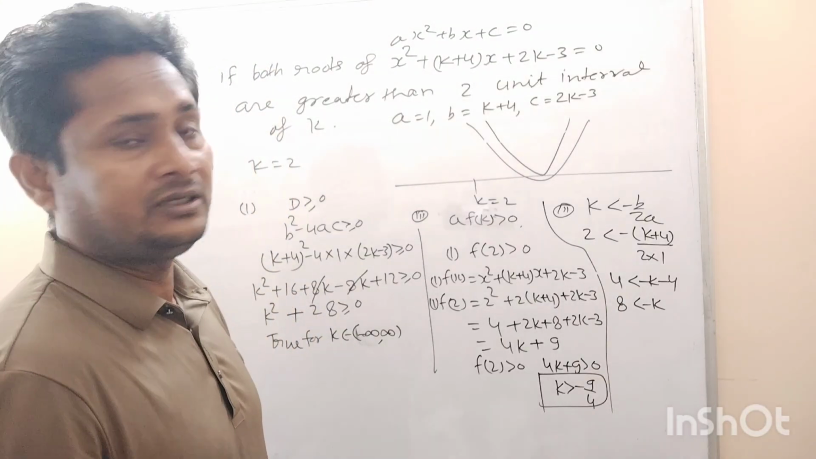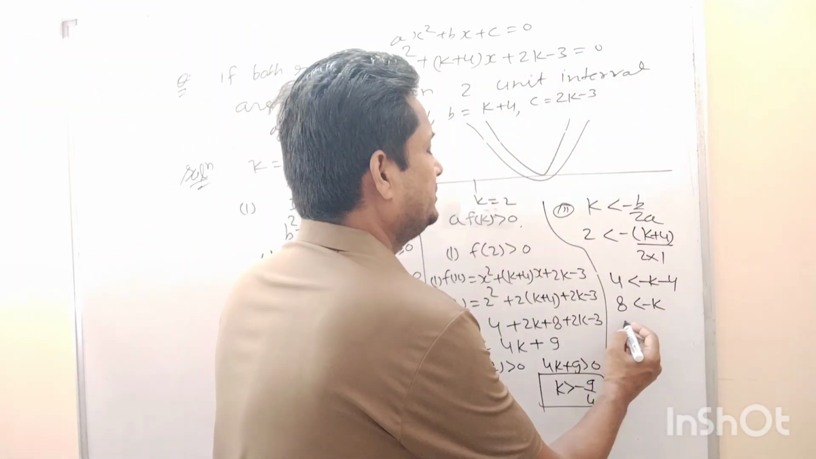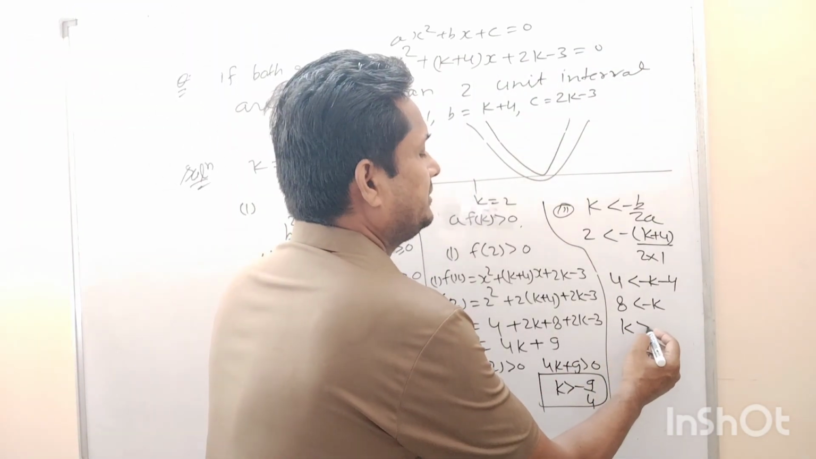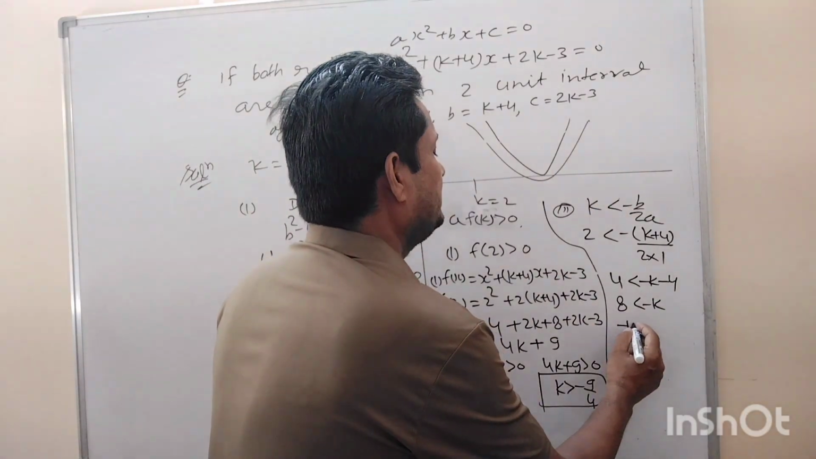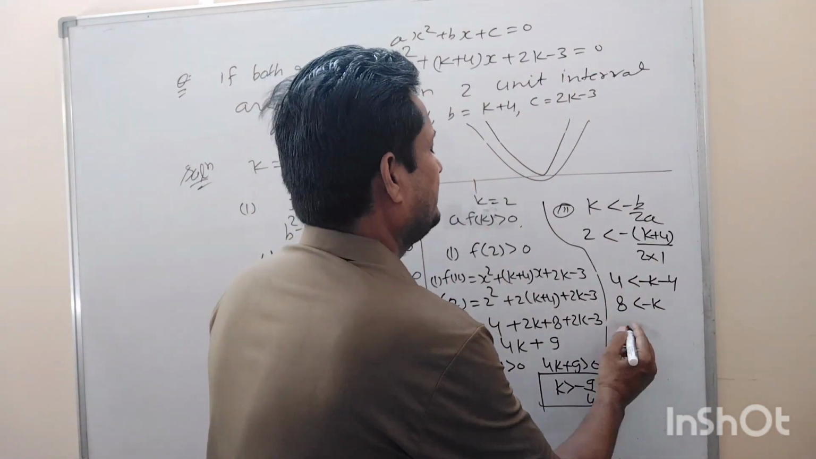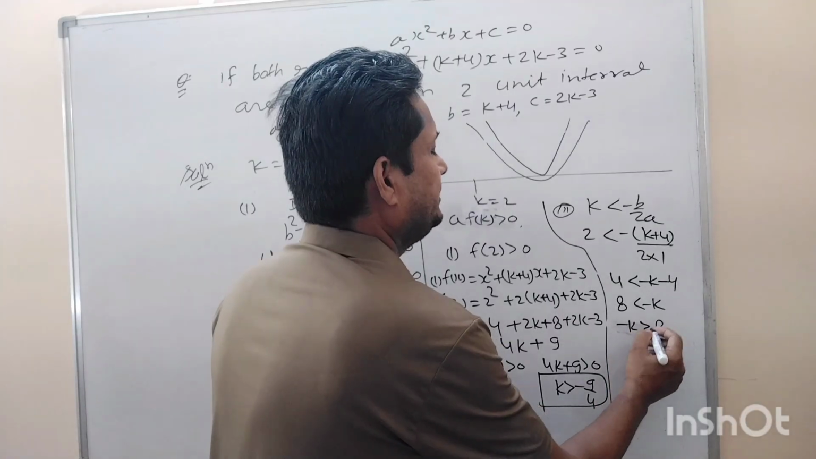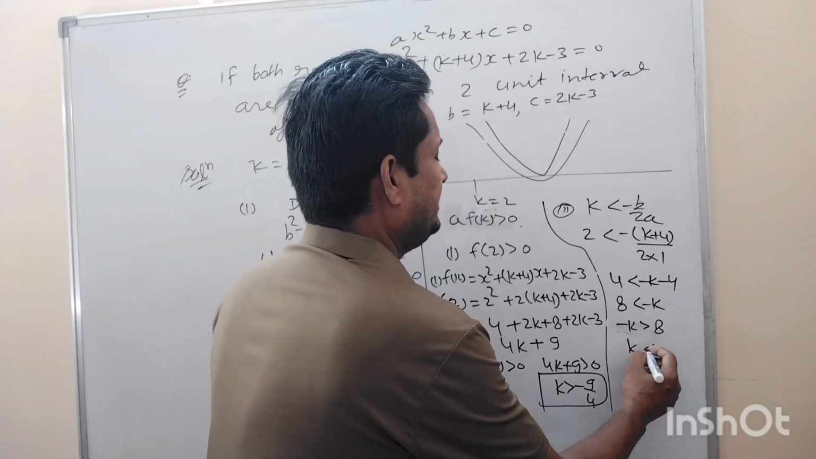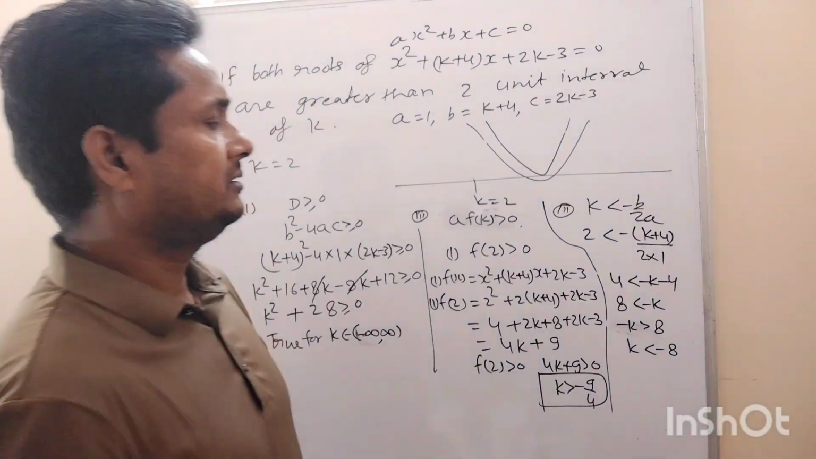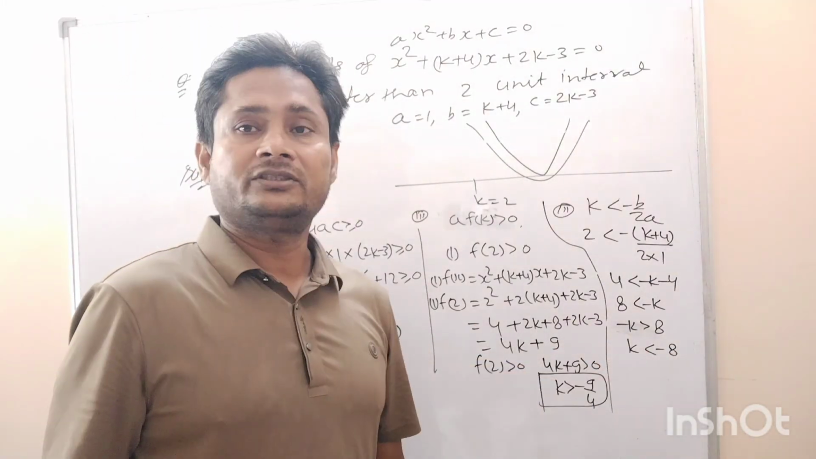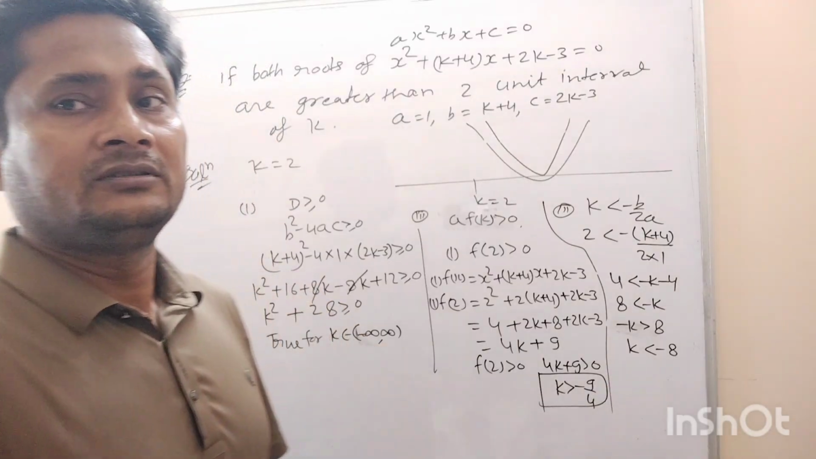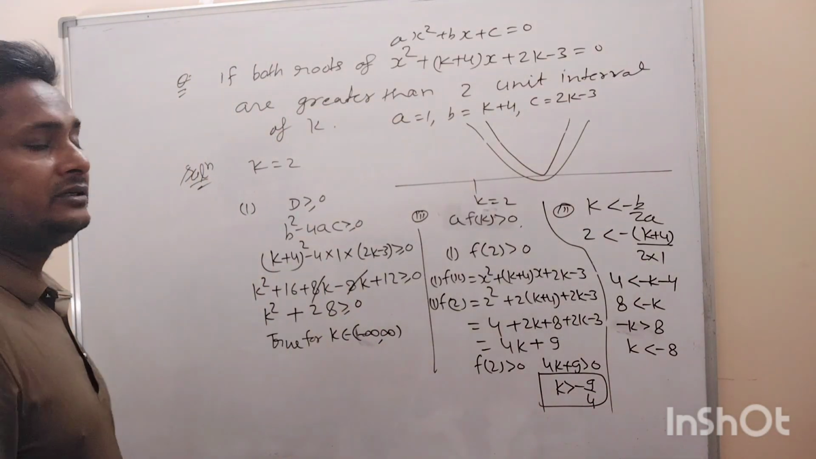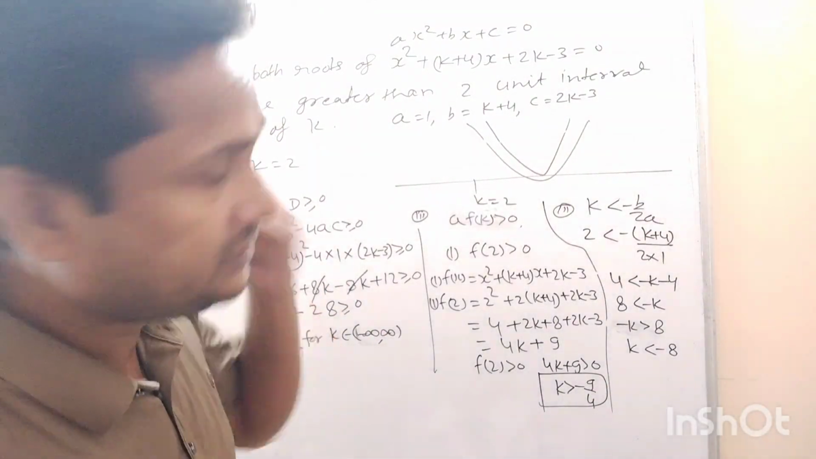Now multiply by minus sign on both sides, and the inequality will change. So minus k is greater than 8. Then k will be less than minus 8. So this is the third condition. Now we have to take intersection between all these three cases.